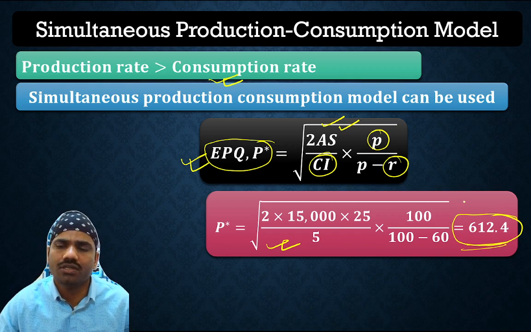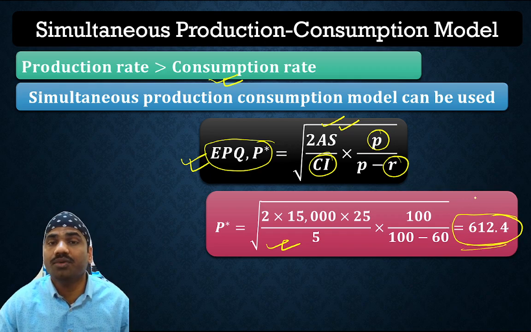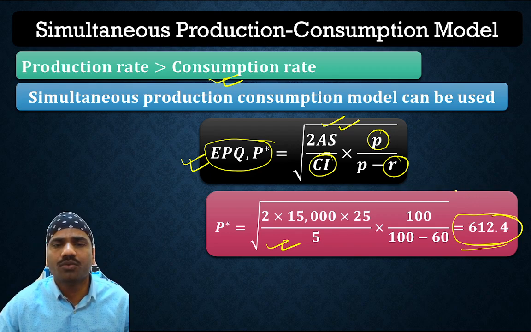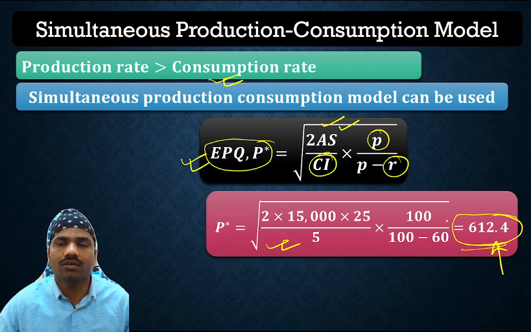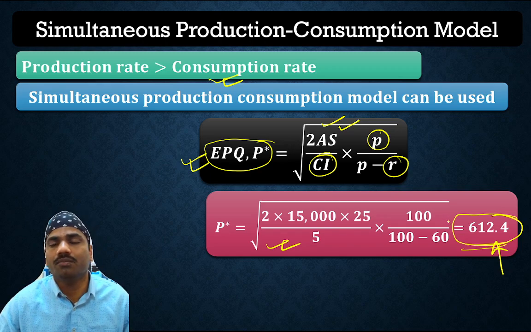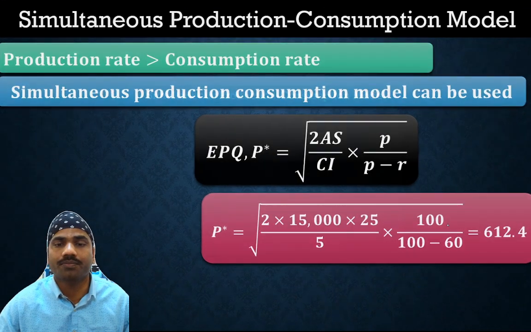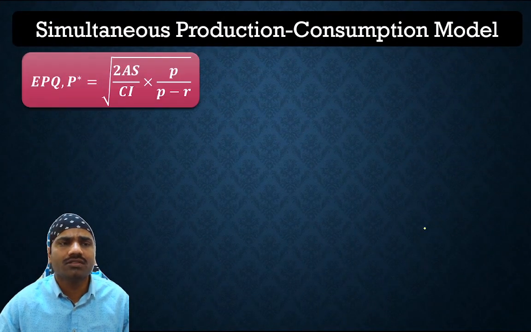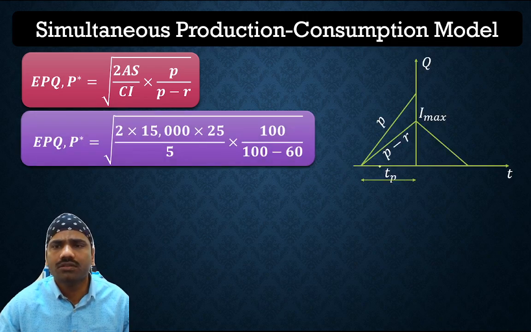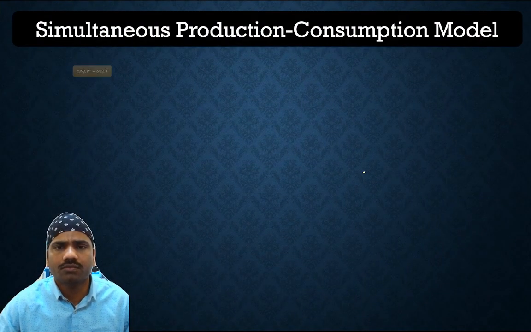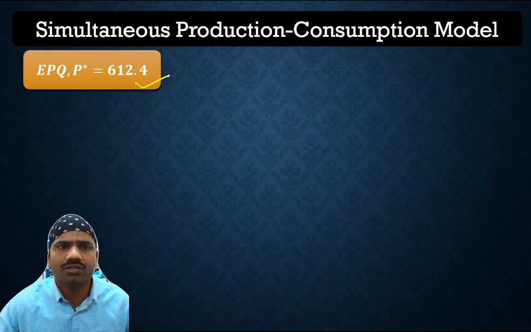So it can be 612.4, or you can say it can be 613. So the economic production quantity is 612.4. This is the quantity that will give you the maximum profit. If you are producing with this quantity, you will have maximum profit. Next, we have solved the EPQ, and that is 612.